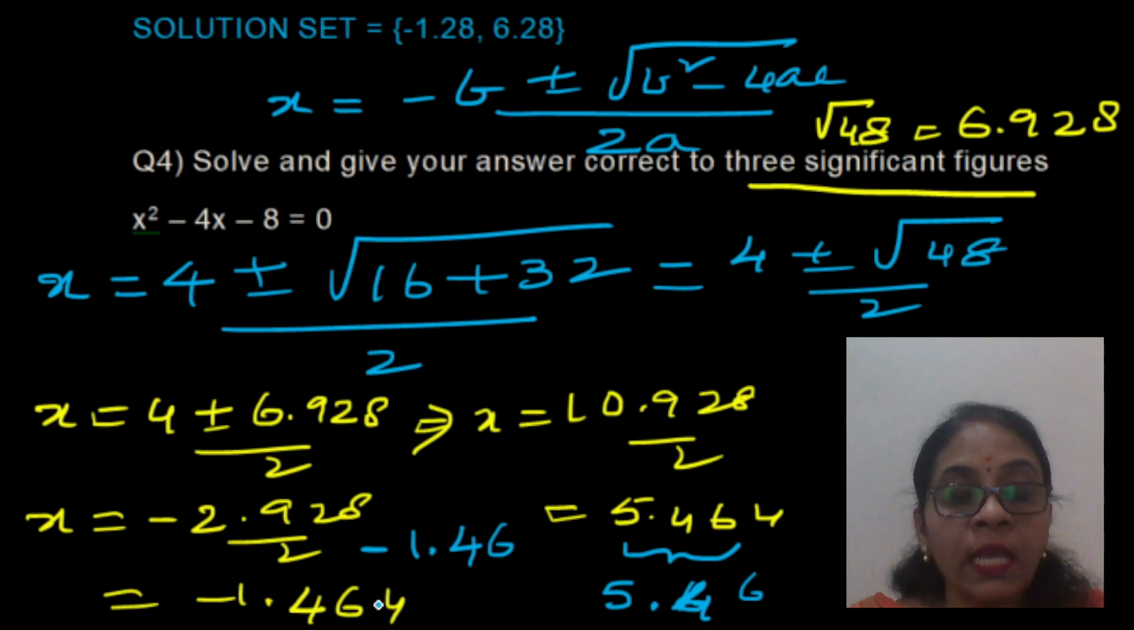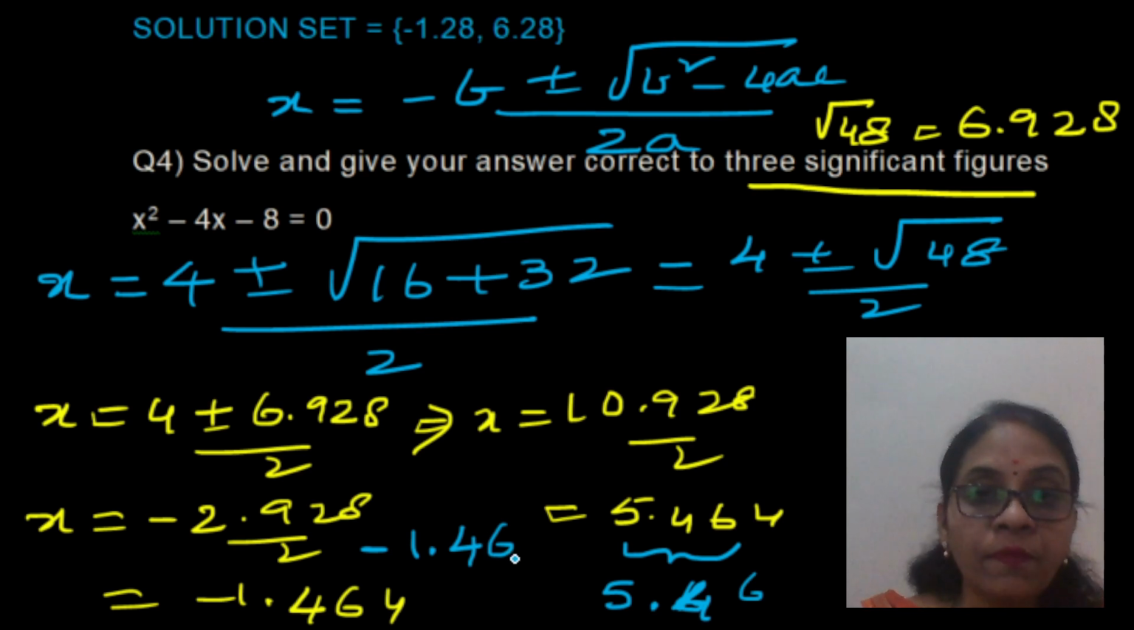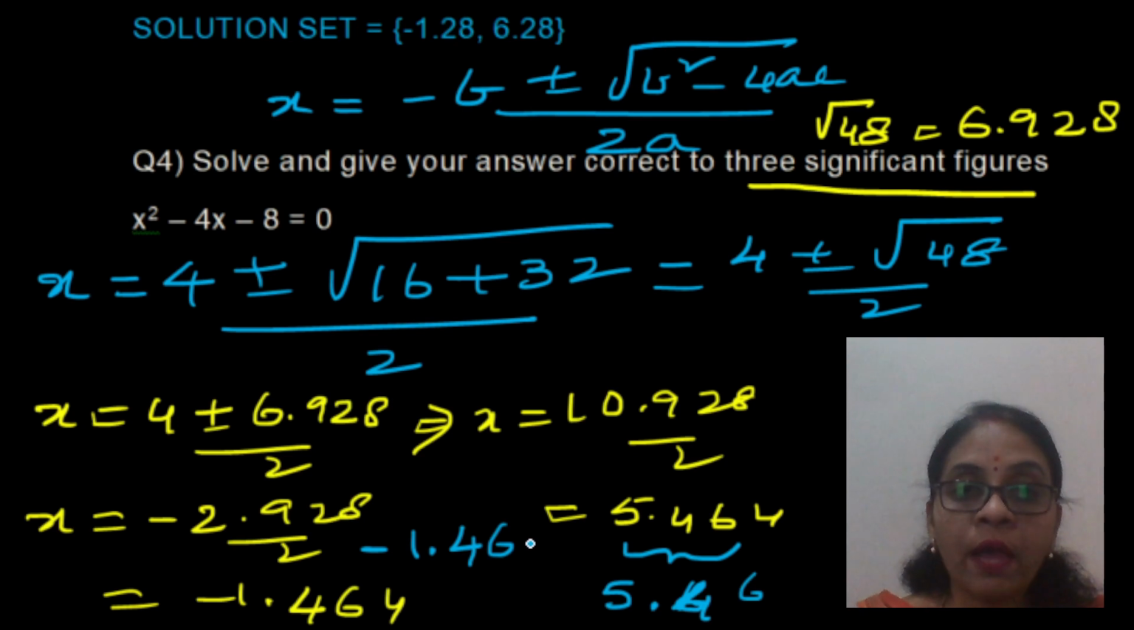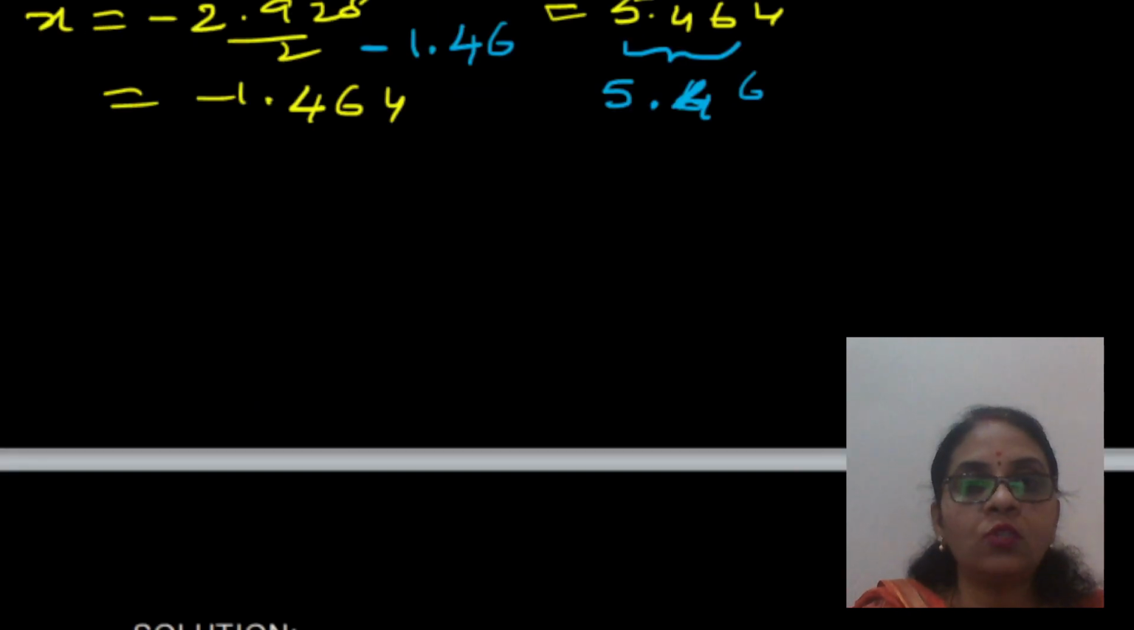Some of the children get confused with approximation. They count only after the decimal place. Correcting to decimal places and correcting to significant figures are very different, children. For significant figures you have to count even before the decimal place. If there are any significant figures, you have to keep that in mind. I hope this is clear. So the solution is minus 1.46, 5.46. So let's see the solution.